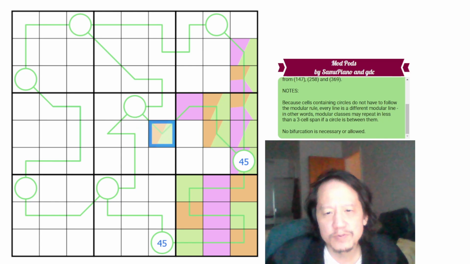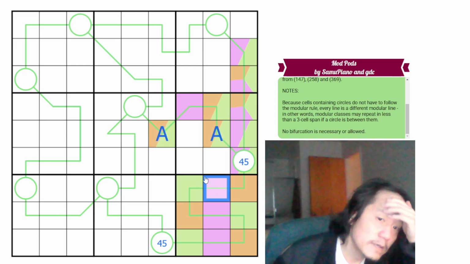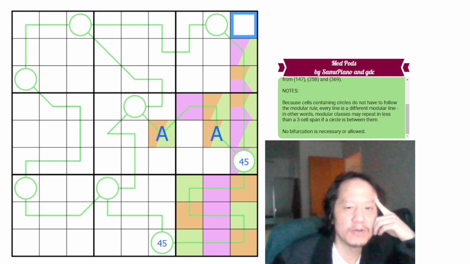Okay, so this one we're gonna name A and A. This has to be the same as that. That doesn't tell us anything though. This one we don't know anything about. So this can't be orange either. So this has to be green or pink.